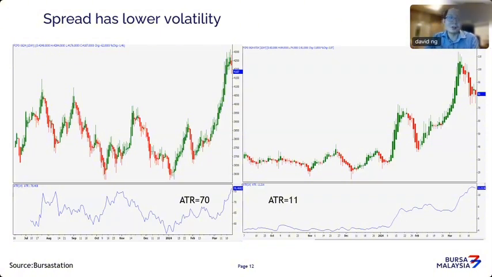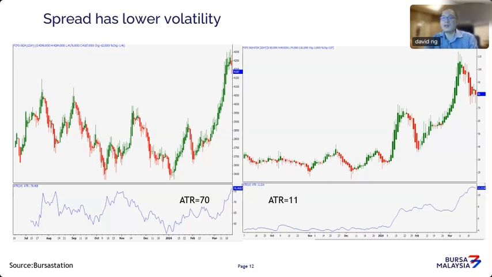What I have here, the chart on the left, is a June outright contract. If you look at the ATR value, it's about 70. ATR stands for average true range, so the range of the day is about 70 points. You can clearly see that for outright trading, the daily range is 70 points. It's actually quite massive, and that's the exposure you're exposed to on a daily basis. Now, if you trade the June-July calendar spread, the daily range has an ATR value of 11 points. So it gives you much lower volatility when you look at spread trading.